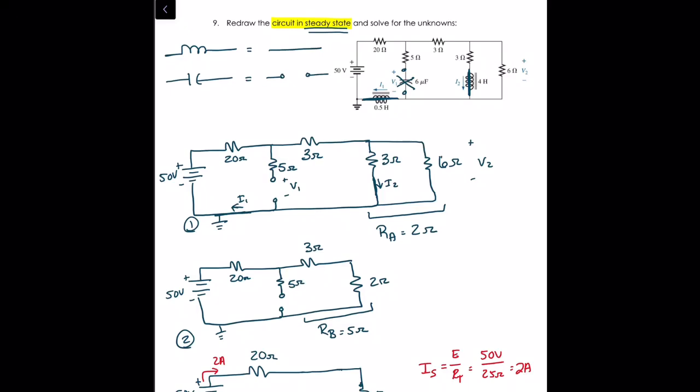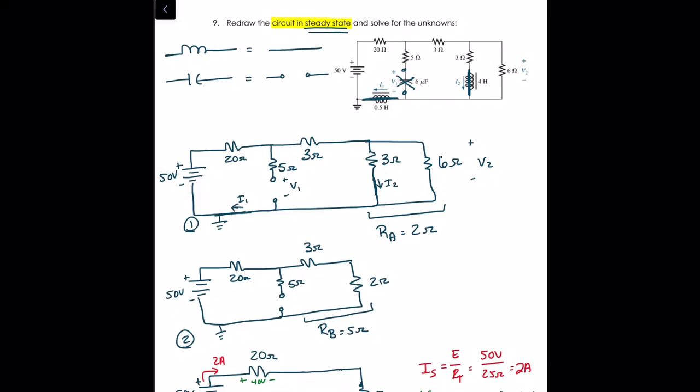And let's find our voltage drops. You should know how to do this now. If we've got 2 amps through a 20 ohm resistor, Ohm's law tells us that that would be 2 amps times 20 ohms, or 40 volts. Okay, so I should have 40 volts there.